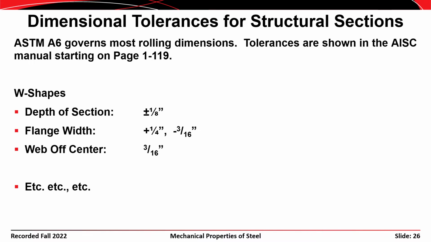So the depth of the section could be plus or minus an eighth of an inch. The flange width could be as much as a quarter inch over or 3/16 under, and the web is allowed to be off center. So these create problems with detailing, and you have to allow for the members to be within these tolerances. I've been on job sites where I've seen iron workers with great big sledgehammers trying to fit a cross section in between two plates because the detailer or the engineer didn't allow for the possibility that the section could be an eighth of an inch deeper than it was really called out in the manual.